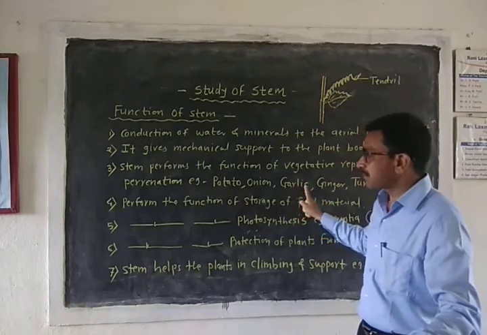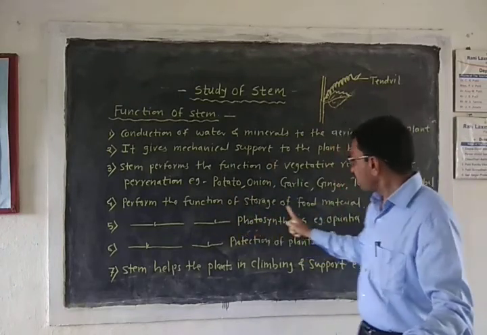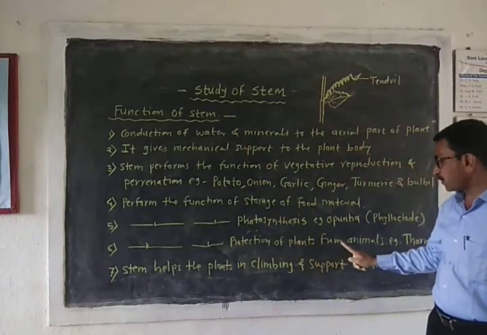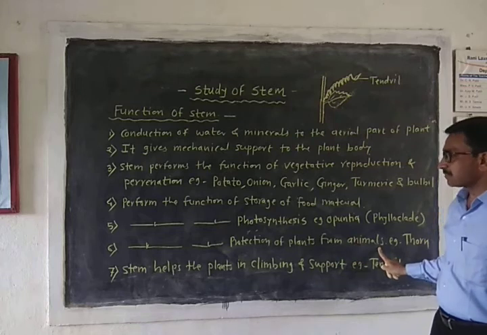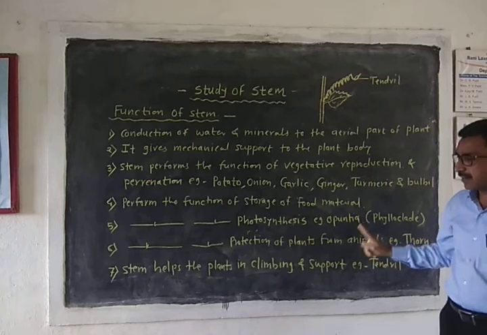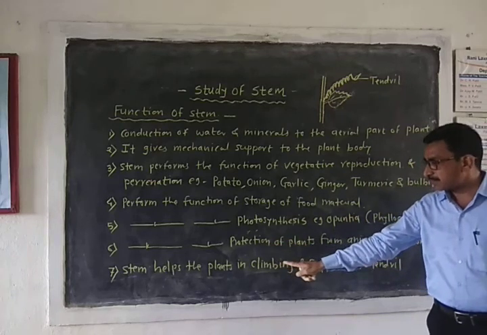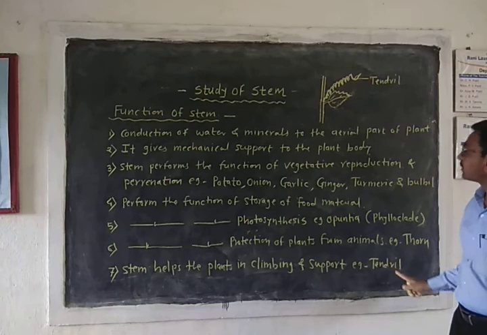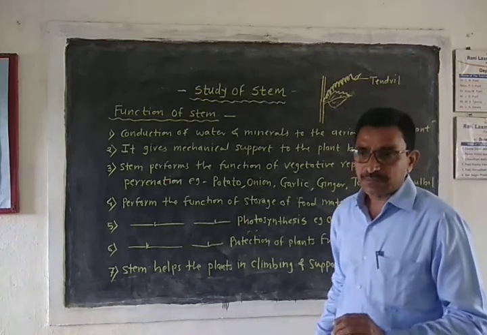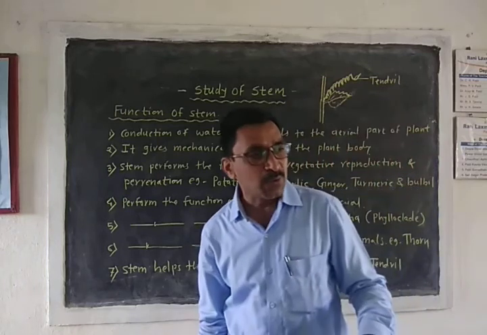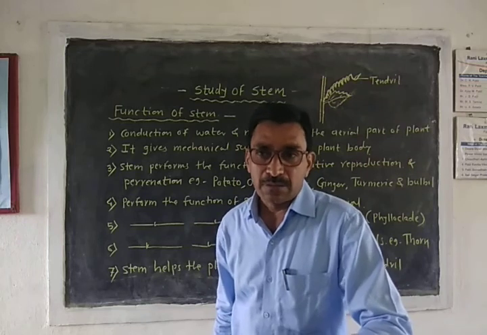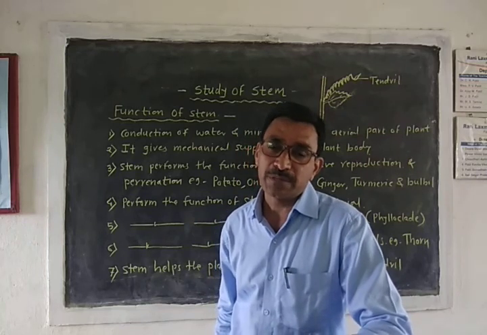See, these are the examples. Stem also performs the function of storage of food material. Stem also performs the function of protection of plants from the animals. The stem also performs the function of photosynthesis, as in Opuntia. And the last one is stem helps the plants in climbing and support. Example is tendril. This is all about the stem morphology. And tomorrow we will discuss the morphology of leaf. Okay, thank you.